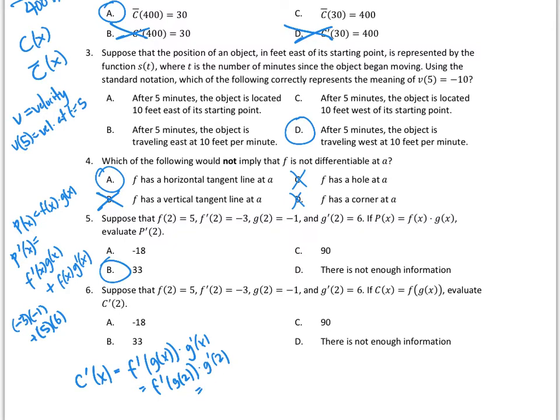So g of 2 is negative 1, so this is f prime of negative 1 times g prime of 2. Now we know what g prime of 2 is, but we have no idea what f prime of negative 1 is. And so the correct answer here is that there's not enough information.